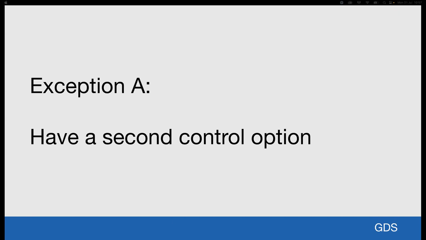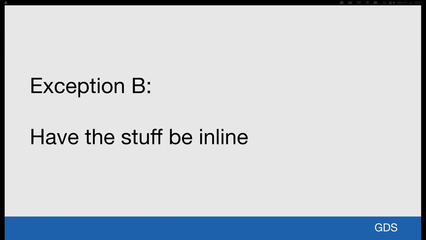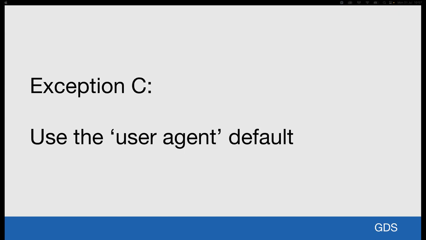Exception A is have a second control option. We talked about that: have an alternative on the same page. Exception B, have the stuff be inline. Once again, with those paragraphs, there's an exception carved out for that. The other one is use the user agent default. We've also talked about that, where if it's the browser default or the operating system default, don't change it at all, and you're good to go as far as WCAG is concerned. Once again, doesn't mean it's more accessible though.